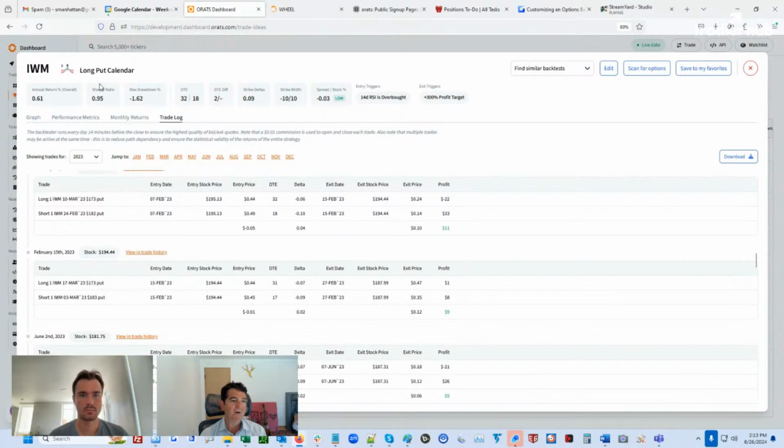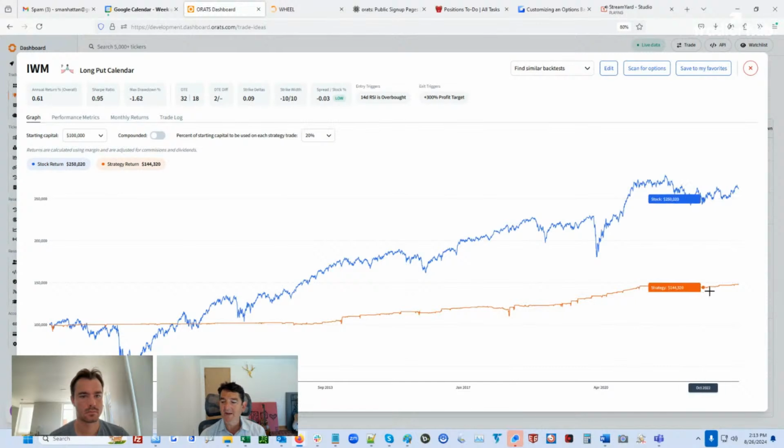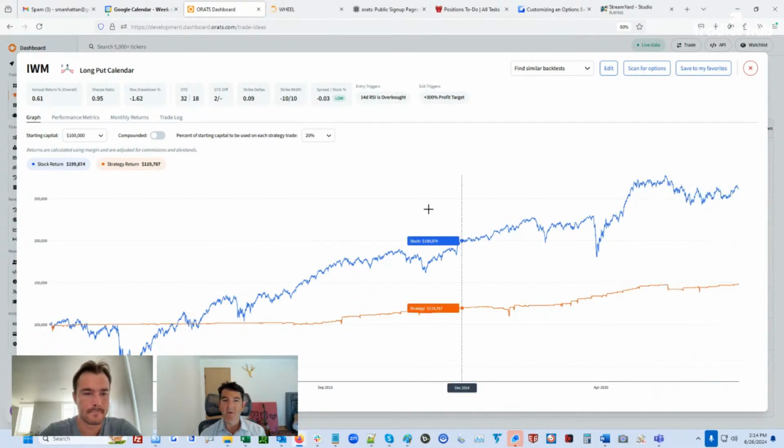So what that means for IWM is that in that time from February until June, it wasn't overbought, so the market was kind of going sideways. Yeah, so it only trades when the RSI is overbought.